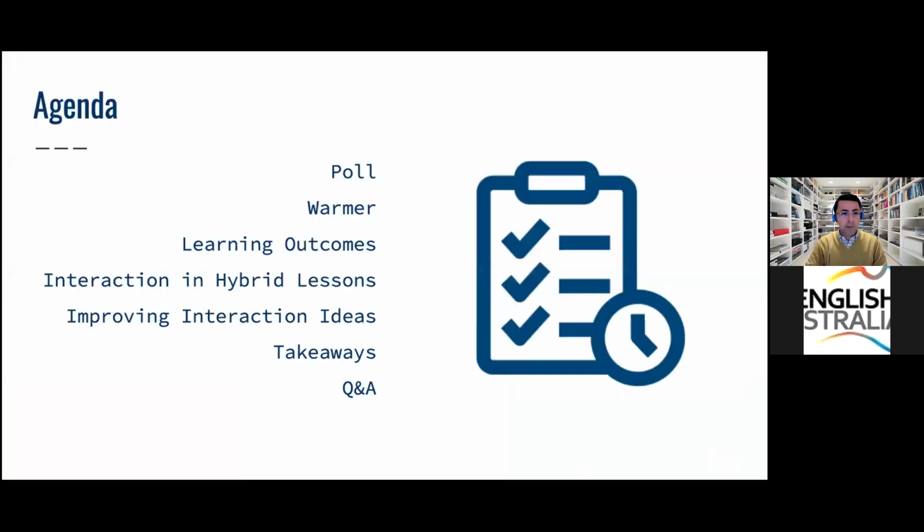Let me get started by sharing with you our agenda for today. So we're going to be doing a poll, warmer, then we're going to talk about the learning outcomes for the session. We're going to look at interaction in hybrid lessons, improving interaction ideas, and then takeaways from the session, and then a short Q&A at the end. So if you have any questions throughout the session, if you can write them down and then keep them for the end, that would be fantastic.